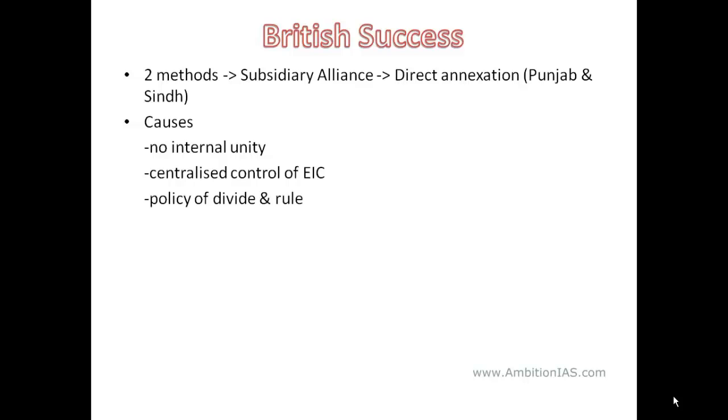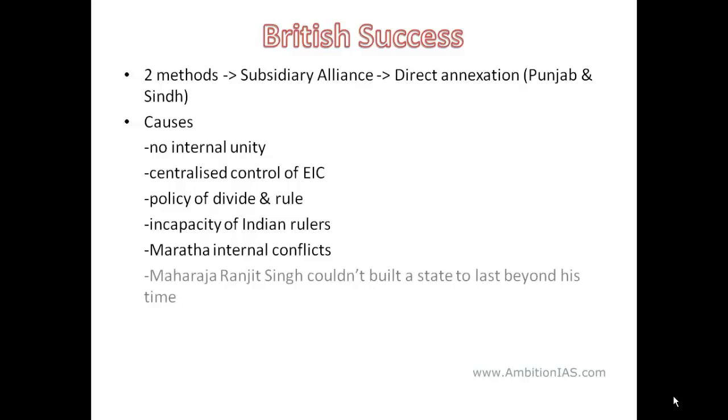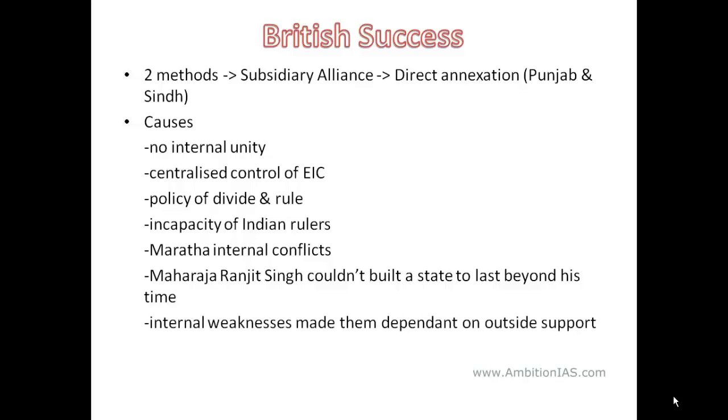They followed a policy of divide and rule. Initially, they divided the rulers amongst themselves. Later on, they extended it to division of Hindus versus Muslims and other minorities. The Indian rulers themselves were incapable of rising to the occasion. There was a lot of internal conflict among the Marathas themselves. Maharaja Ranjit Singh, though powerful, could not build a state which could last beyond his time. There was internal weakness amidst the Indian rulers themselves, which made them depend on outside support.